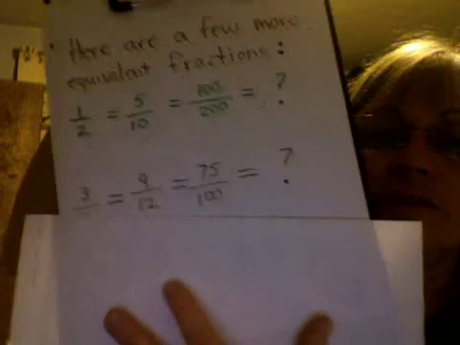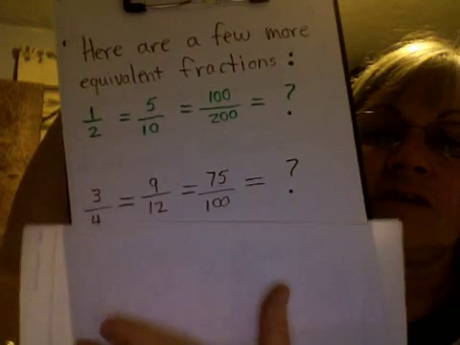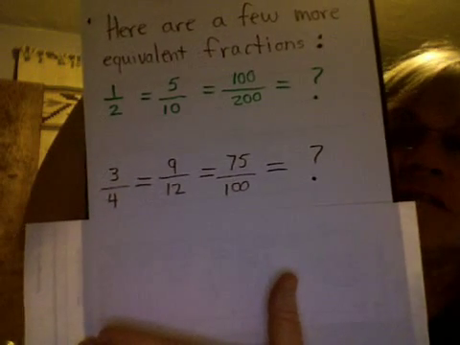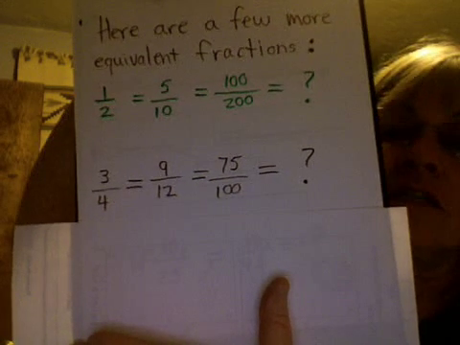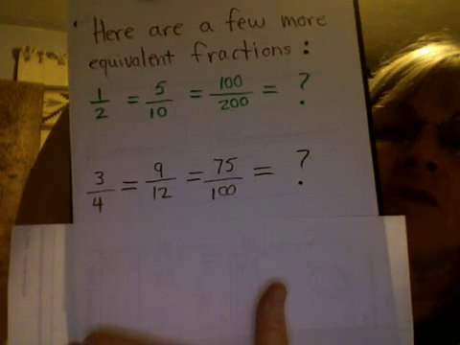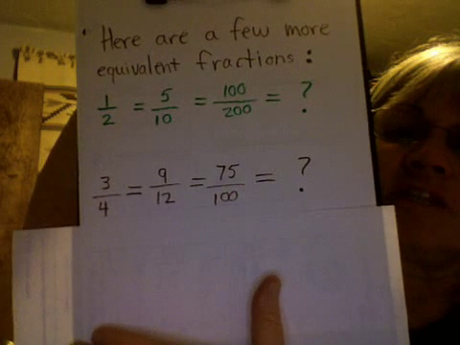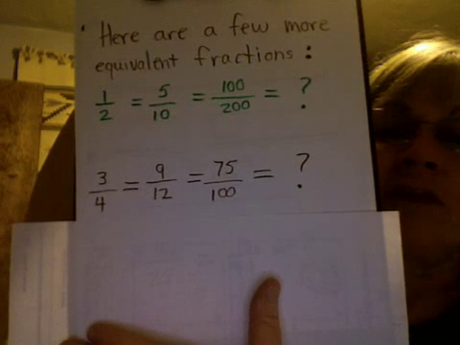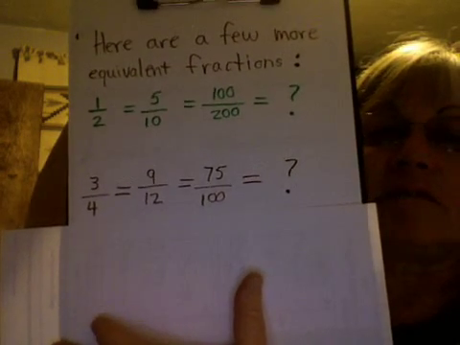Here's another group. These are a little more complicated, but I think you'll have fun if you want to work with these and add to the list. 3/4 is equivalent to 9/12 and is also equivalent to 75 pieces out of 100. If the whole thing is cut into 100 pieces and you have 75 of them, it's exactly the same as if you had 3 pieces of something that's cut into 4 equal parts.